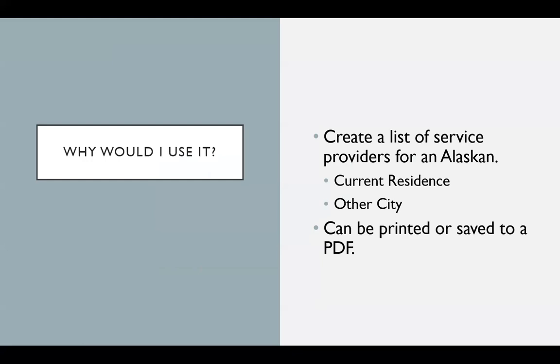So you have to make sure that the Alaskan's consumer record is up to date. And if you're interested in searching for a different city, like someone's going to be moving, you would have to update that record to add that other city. Once you've pulled that service list, you can print it or save it to a PDF.